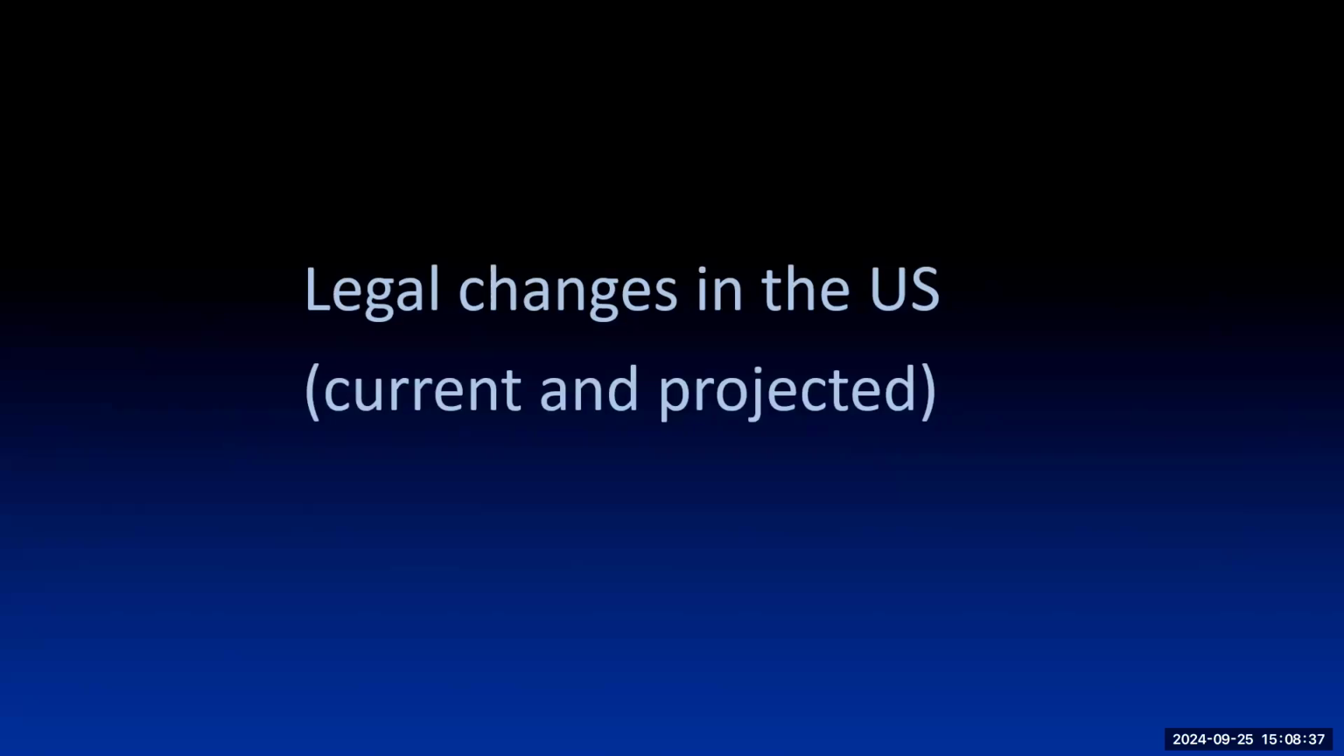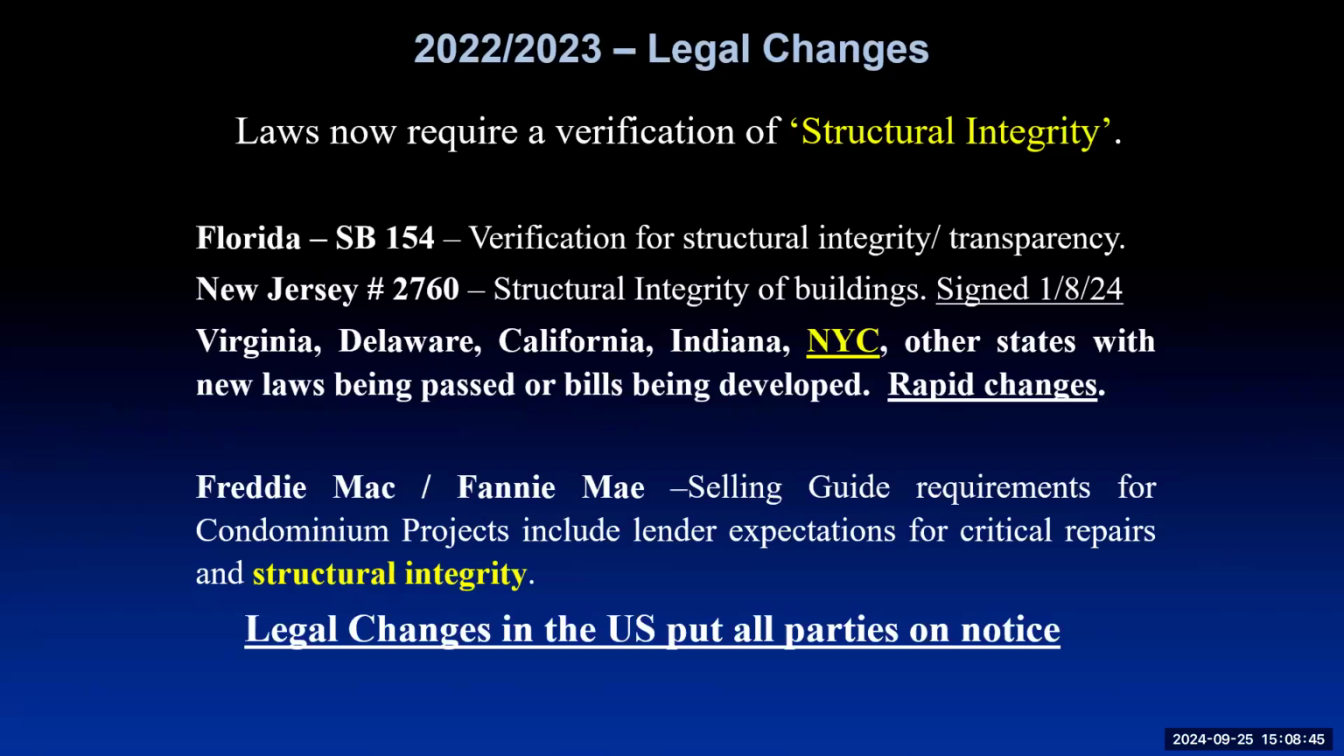So now let's just take a look at what happens in the US. Current and projected changes. In 2022, we introduced some legal changes, and a number of laws now require a verification of structural integrity. Florida was the first, SB 154, and it required a verification for structural integrity and transparency. New Jersey, structural integrity of buildings, was signed in August 2024. That's New Jersey Law 2760. Virginia, Delaware, California, Indiana, and other states, including New York City, are passing laws.